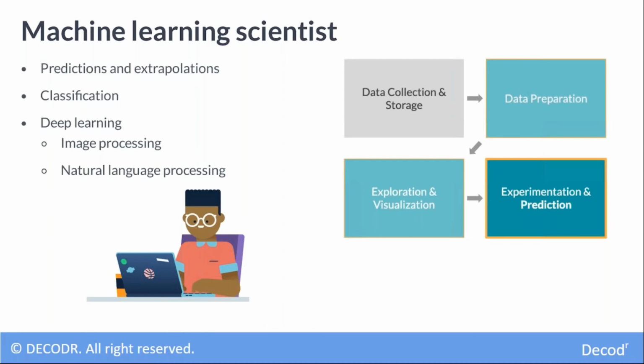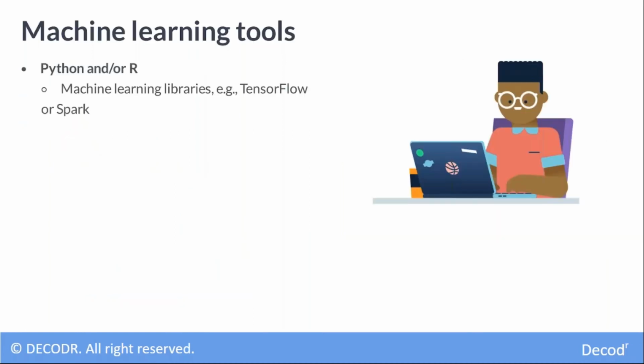So within the workflow, they do the last three stages with a strong focus on prediction. So basically, machine learning scientists use either Python or R to create their predictive models. And within these languages, they use popular machine learning libraries such as TensorFlow to run powerful deep learning algorithms. So here's a slide to recap what we have covered.